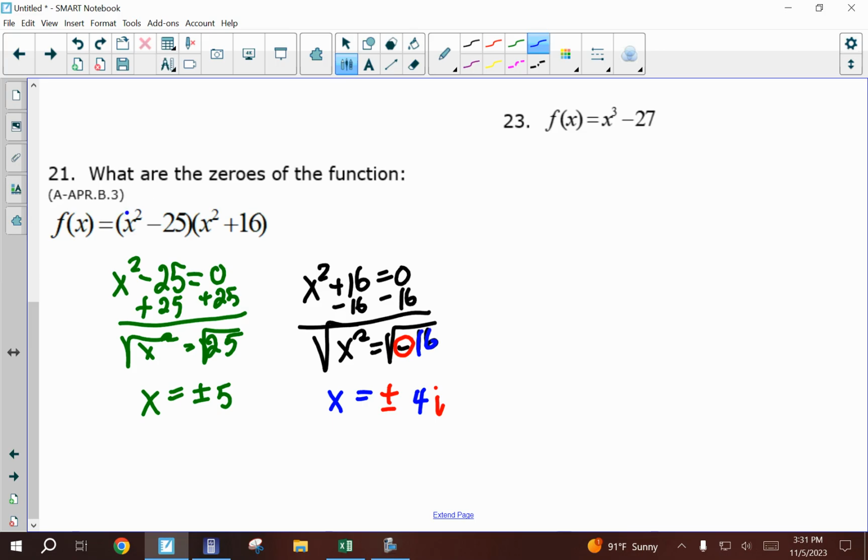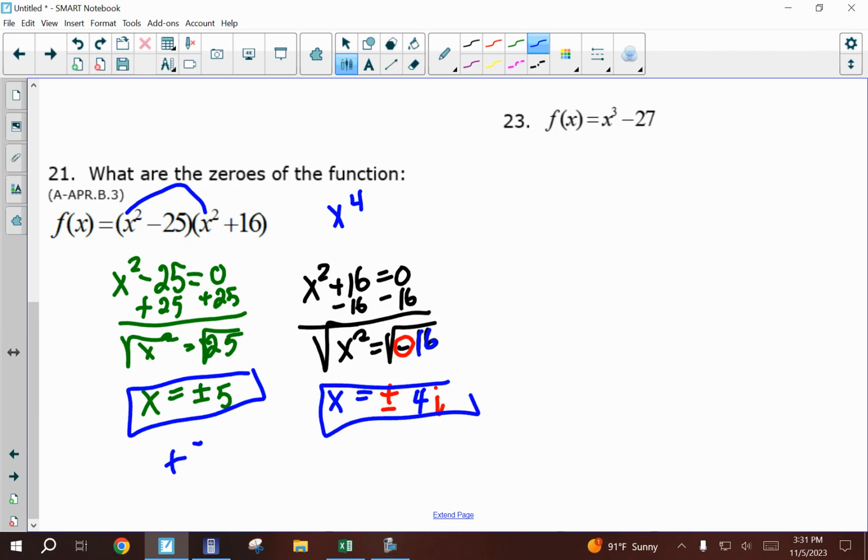This problem, if you multiply it out, is an x to the 4th problem. So these answers right here count as 4 answers. So you have positive 5, negative 5, positive 4i, and negative 4i. And you don't have to separate them. I was just writing them out so you could see that it actually is 4 answers.